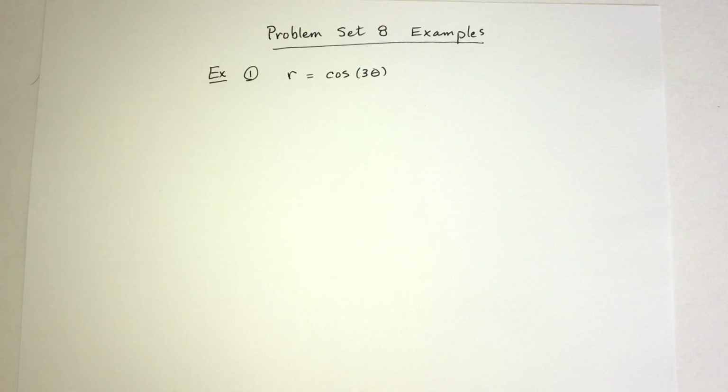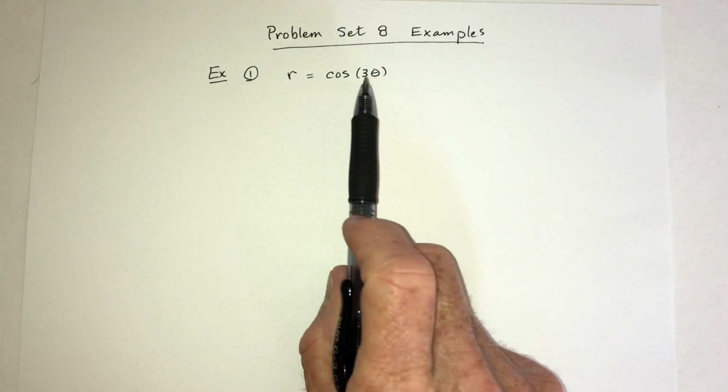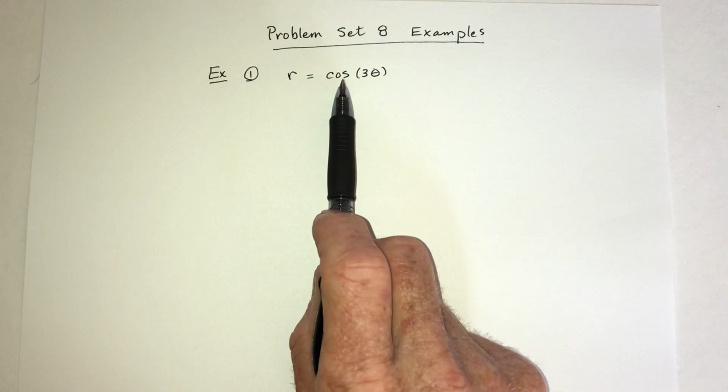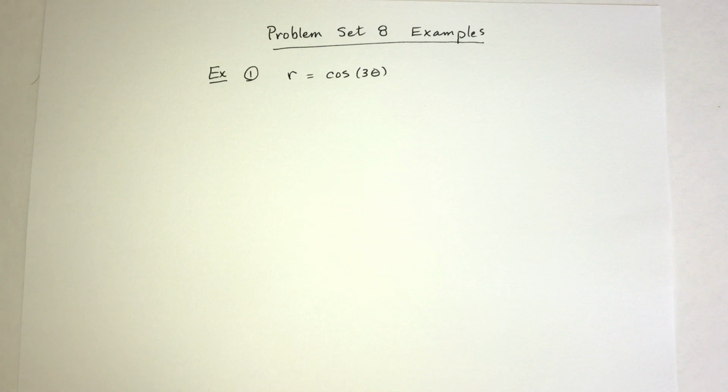Well, believe it or not, we've already made it to problem set number 8. Polar functions and parametric functions. Of course, I'm going to change it just slightly. The one that I gave you is sine of 2 theta. I'm going to change it to cosine of 3 theta. The work is pretty much the same.